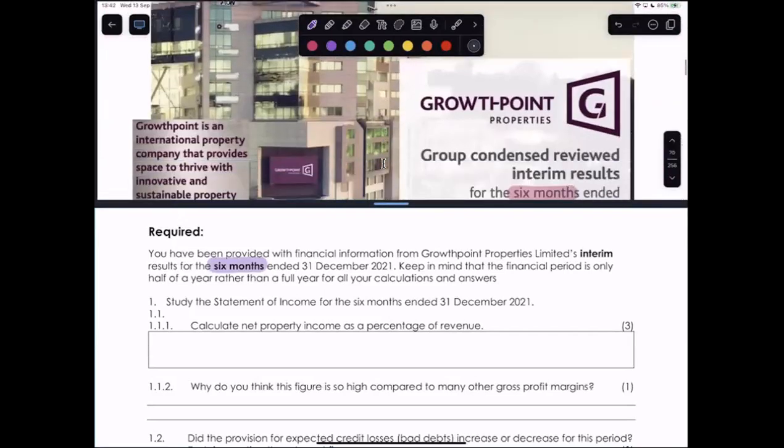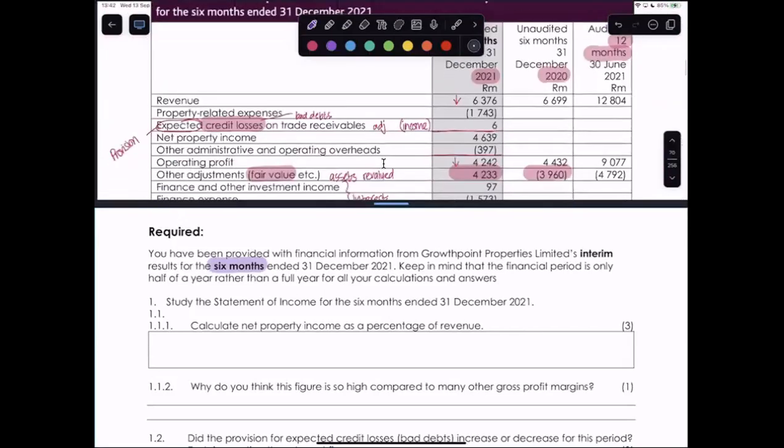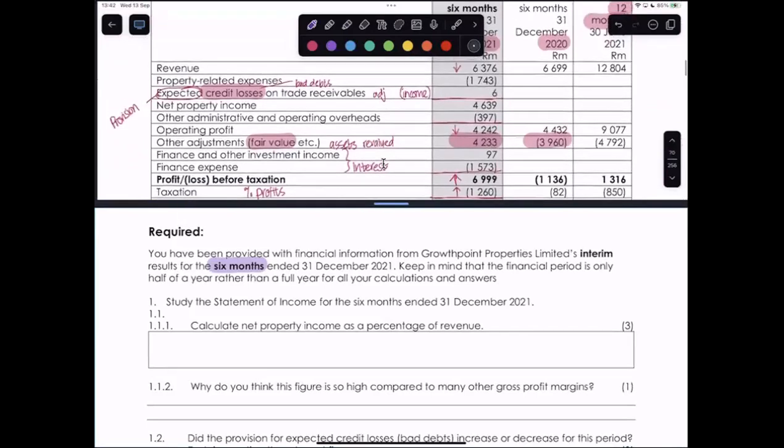So let's go and find the statement of income, and here you can see it. Calculate the net property income as a percentage of revenue. Now, I know this is something that you've never actually calculated before, but that doesn't matter. You use some common sense. All it means is that you would show your net property income over your revenue, and you would work it out to get a percentage.